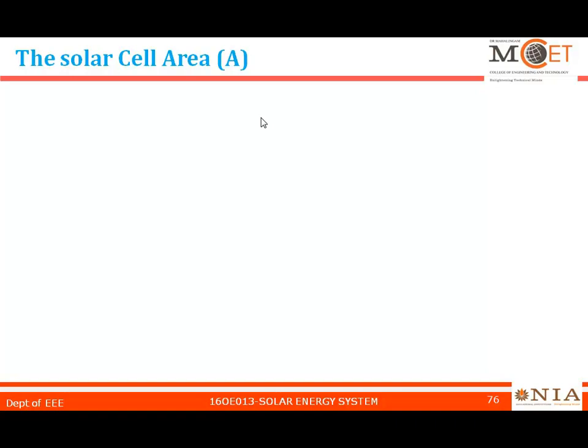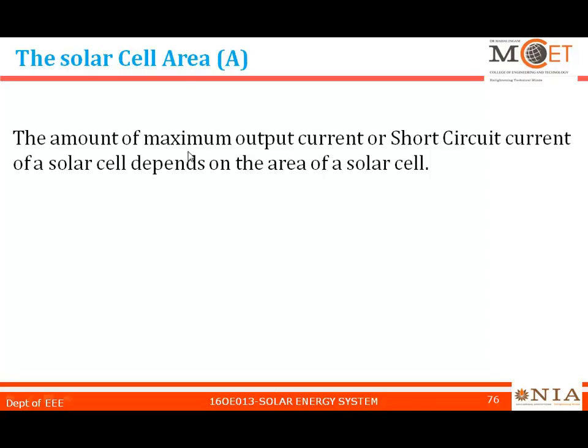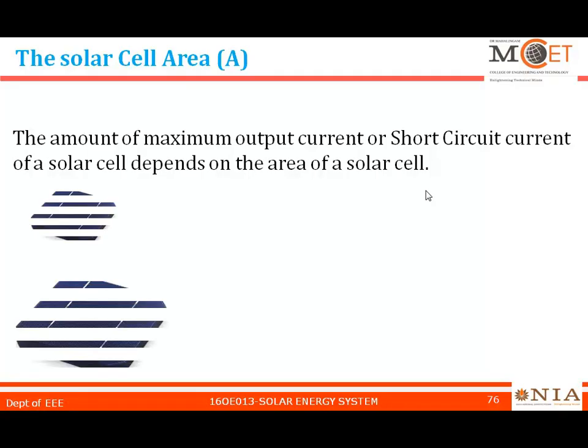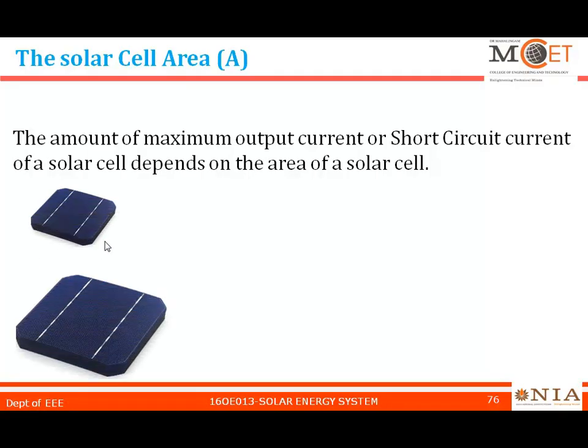Lesser the size of the cell, lesser the current. Bigger the size of the cell, larger the current. The amount of maximum output current or short circuit current for a solar cell depends upon the area of a solar cell. This is a small solar cell, this is another solar cell. Comparing to this, it is bigger.